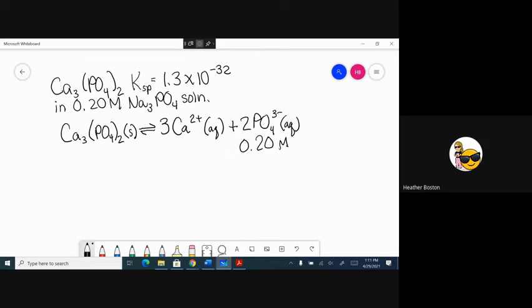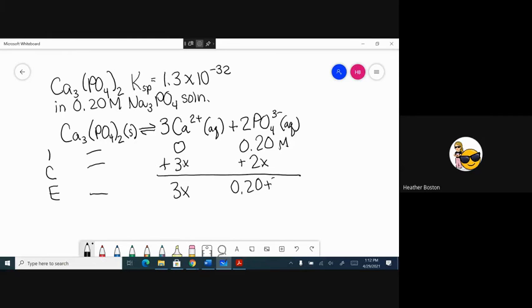So we're going to start with 0.2 molar, 0. These are our initial conditions. C stands for change. We still don't care about the solid. This is going to be plus 3x. This is going to be plus 2x. At equilibrium, this is going to be 3x. This is going to be 0.20 plus 2x.